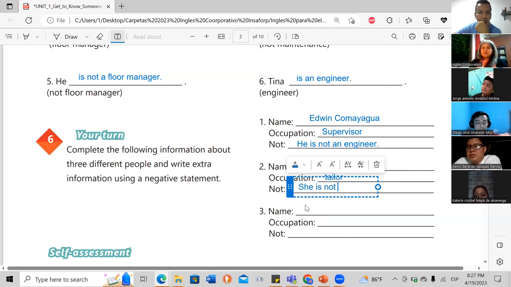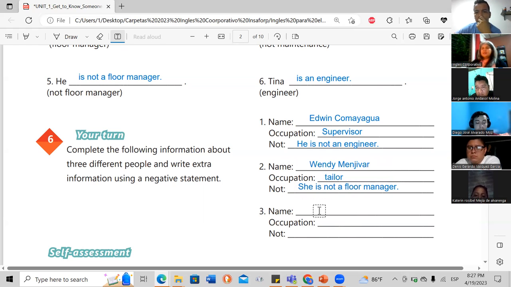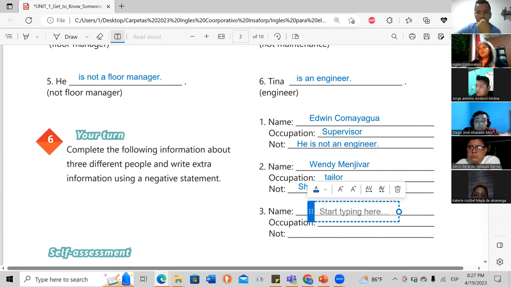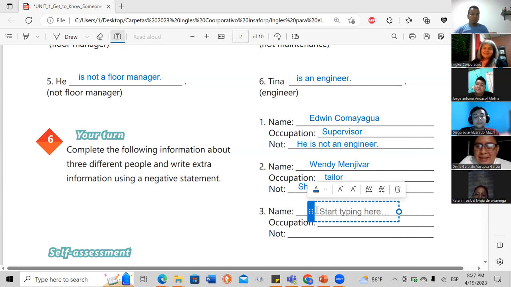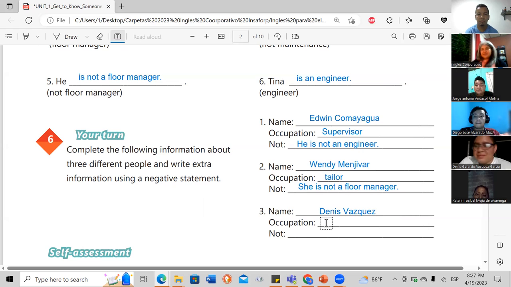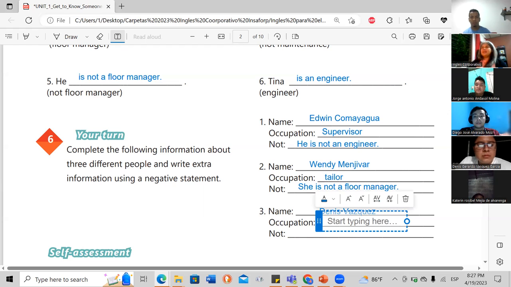She is not a floor manager. Okay. Here, who else? A ver, ¿quién más? ¿A quién más agrego? Christian? O José, me. Dennis? Okay, Dennis Vasquez. What is your occupation, Dennis? Warehouse assistant. Okay, how do you spell warehouse?